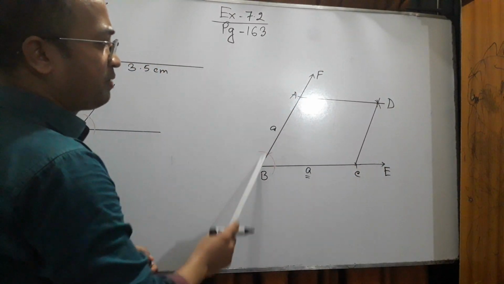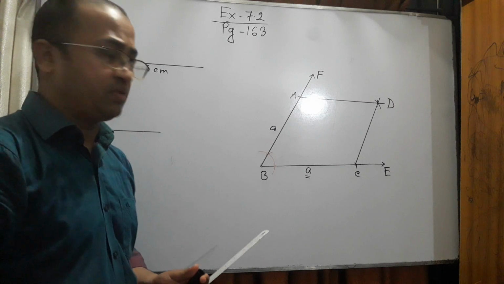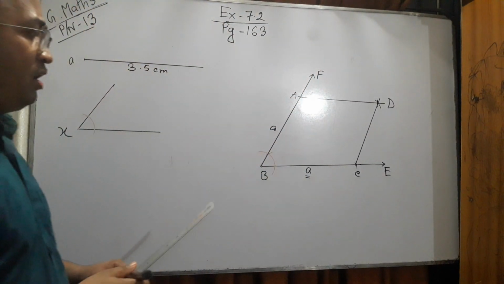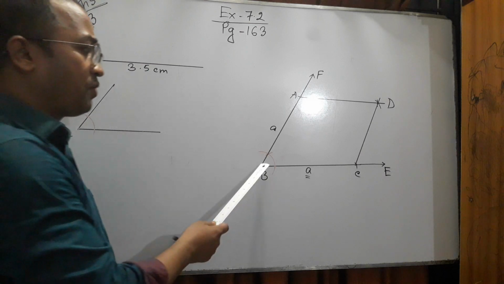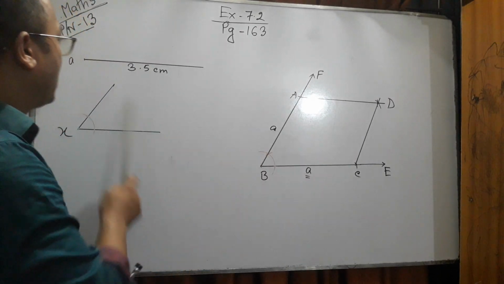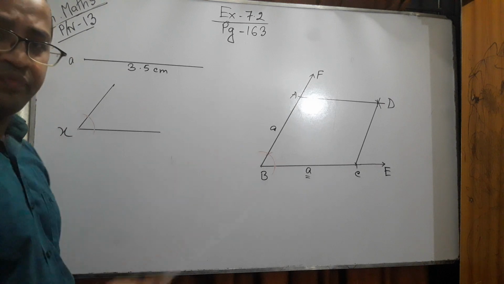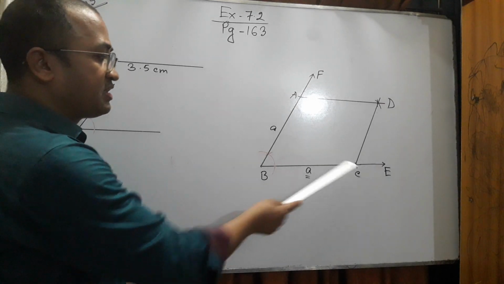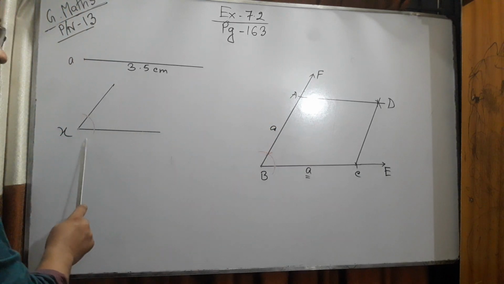So, ABCD is our required rhombus. Again, in brief: at first, from any ray BE, we cut BC equal to A. At the point B of the line BC, we draw our angle CBF equal to X.